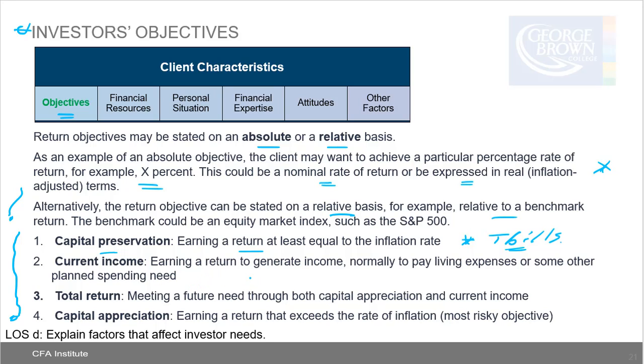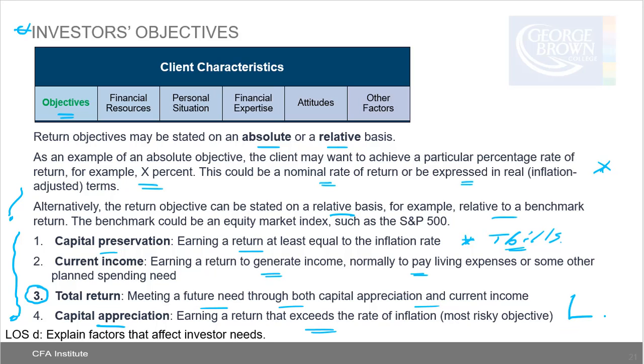If your return objective was current income, that is earning a return to generate income, normally to pay living expenses or some other planned spending need. And as you can see, we talked about total return here in the CFA Investment Foundations, and that's why I wanted to bring this slide up. Total return is meeting a future need through both capital appreciation and current income. And then finally, the last return objective is capital appreciation, which is earning a return that exceeds the rate of inflation, and it's the most risky objective.